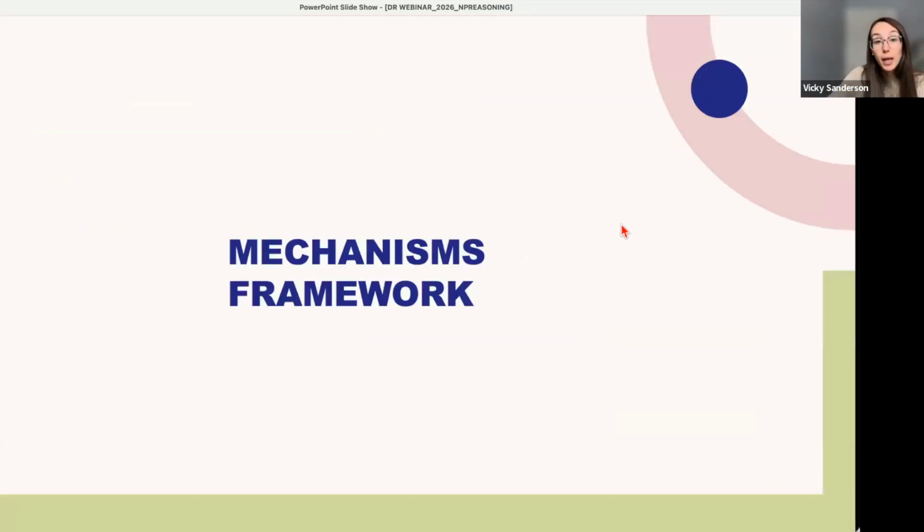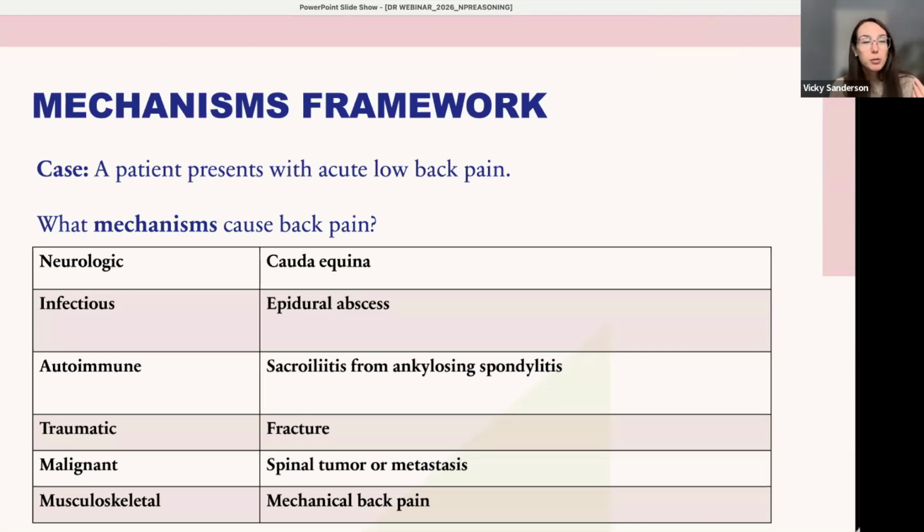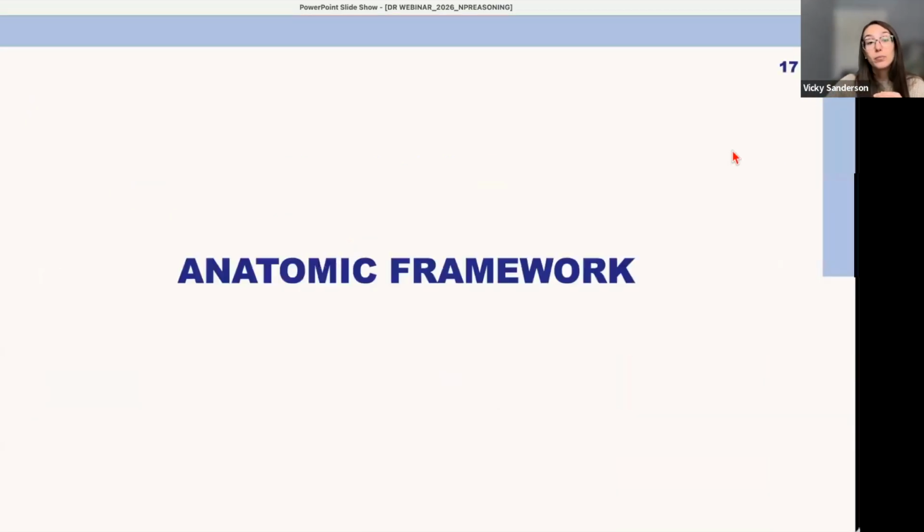Next, touching base on the mechanisms framework, let's say we're seeing a patient with acute low back pain, which is a super prevalent condition in primary care. So using the mechanisms framework, I'm essentially asking what mechanisms or pathophysiological causes can cause back pain. So we think of neurologic mechanisms like cauda equina. We think of infectious mechanisms like an epidural abscess. We think of autoimmune mechanisms like sacroiliitis from ankylosing spondylitis, and that list goes on. So a pretty succinct list that you can use to tailor a pretty efficient history and physical exam.